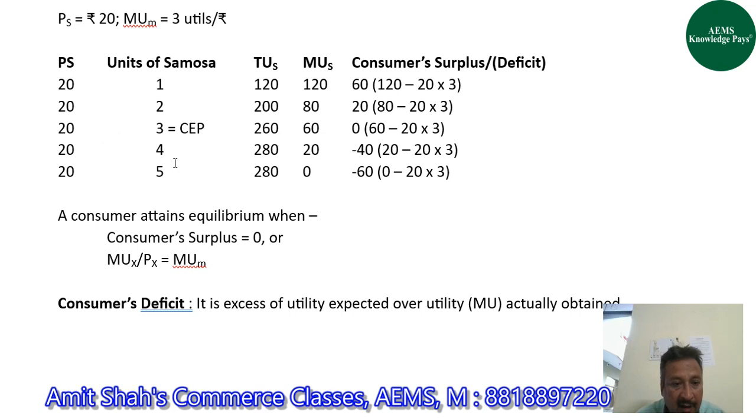I repeat, for the fourth samosa again he paid rupees 20 and his MUM is 3 utiles per rupee, means by spending 1 rupee he expects satisfaction of 3 utiles. So for 20 rupees he expects satisfaction of 60 utiles, which is this one, but he actually got only 20 utiles. So the difference of what he expected and what he actually got is consumer's deficit.